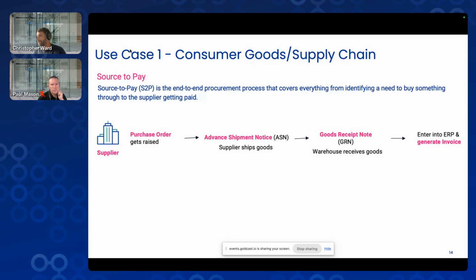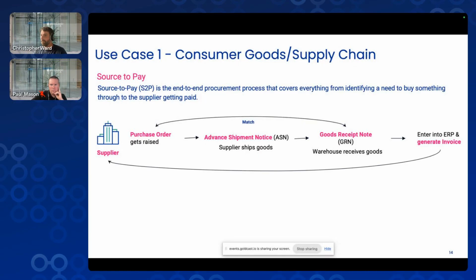But the problem is the timeline of events that happen from that purchase order being raised to the generation of the invoice. There are points at which these identifiers, the ASN, the GRN, become disconnected, and they're not sequential in nature. So the friction really is in the middle. It's matching and understanding the continuity of that source to pay journey.